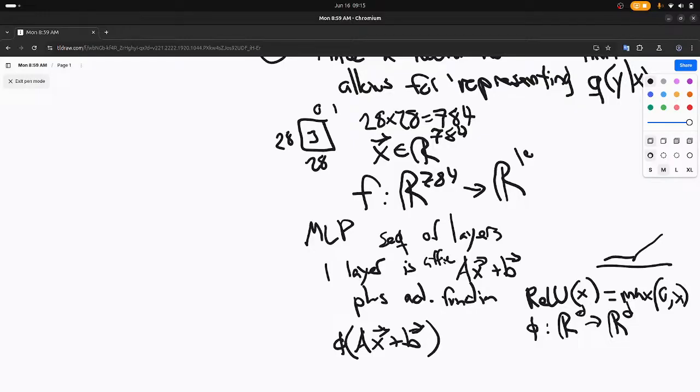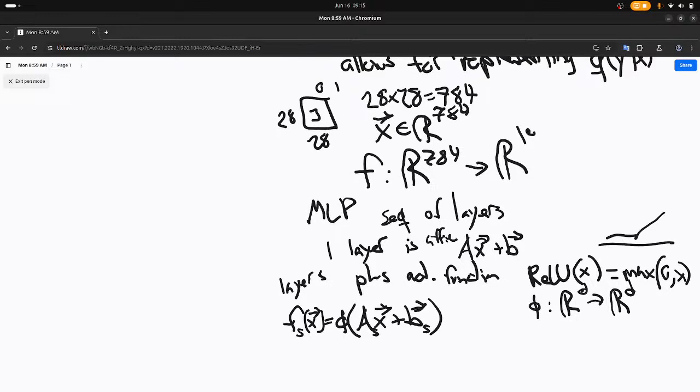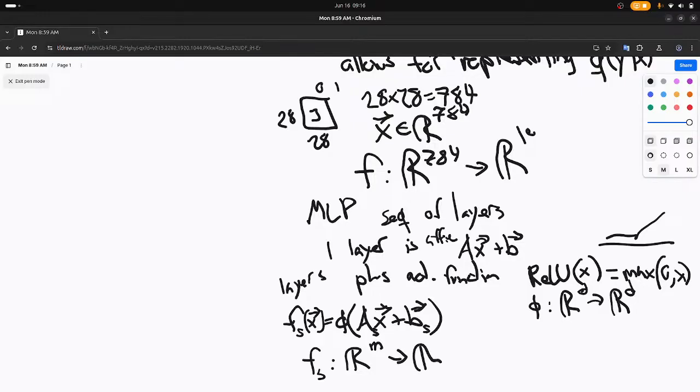Maybe I could write f of s, where s will be a specific layer, layer s. And I have an input vector x and I use a matrix, and this is the matrix I also associate with a specific layer, and the bias vector I associate with a specific layer. Great. And then I would maybe do function composition. I take an x, I pass it through this, it outputs a vector. So let's just write this f of s. It maps from some dimension to another dimension, R^k.